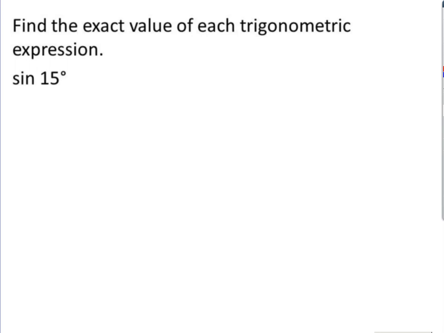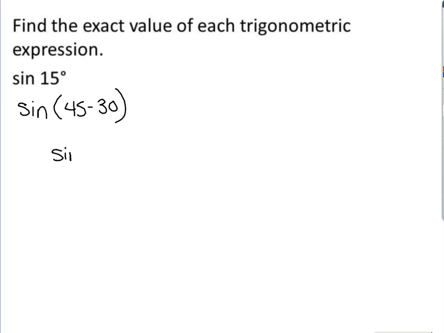So we need to find the exact value of each of these trigonometric expressions. So we're looking for the sine of 15. If you look at your unit circle, 15 is not on your unit circle, but 15 is equal to 45 minus 30. So we can rewrite this as the sine of 45 minus 30. This means it's going to be a sine difference problem.